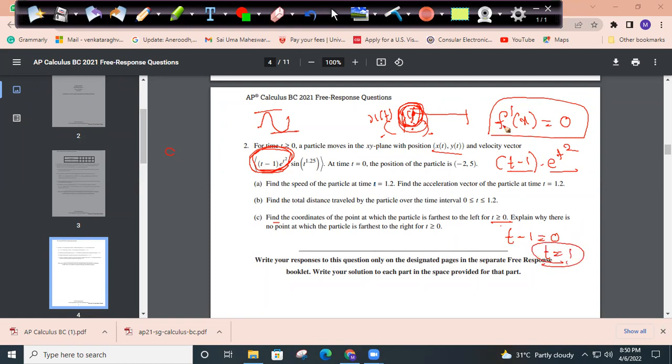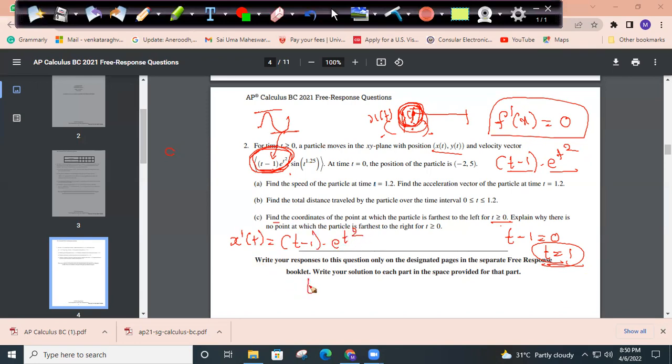So t equal to 1 is one critical point for this function. Why? Because the derivative of the function, x dash of t, becomes 0 when t is equal to 1. Now let me find whether it is a minimum or maximum. So what is my function here? What is my x dash of t? T minus 1 into e power t square.